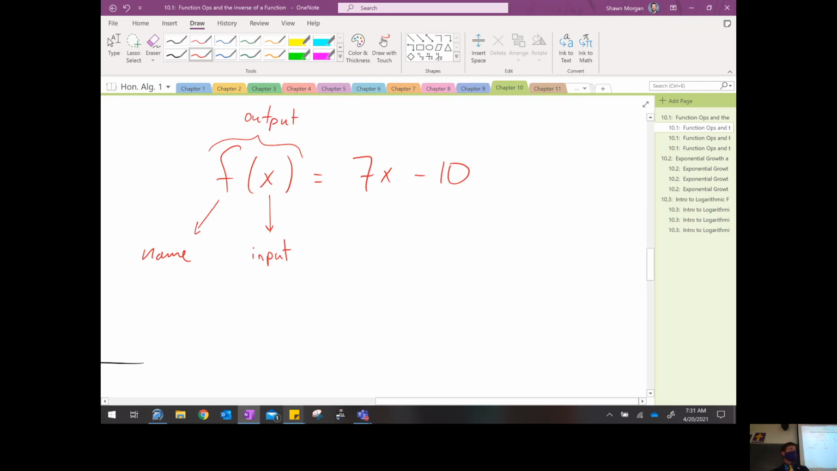Okay, so a lot of times you'll see me swap out, instead of f of x, you'll see me put a y value right there. Okay, and then over here, this is our rule. This is the third thing that we get. This is our rule by which the function is defined.